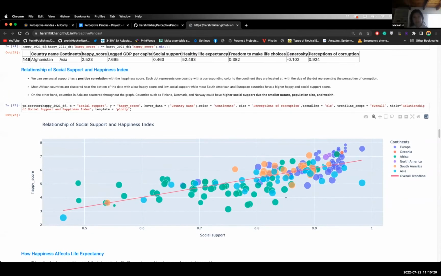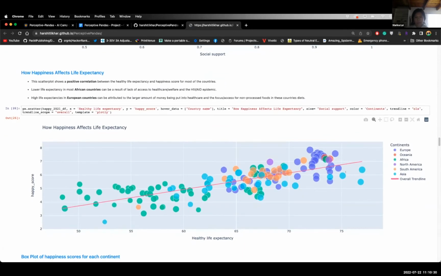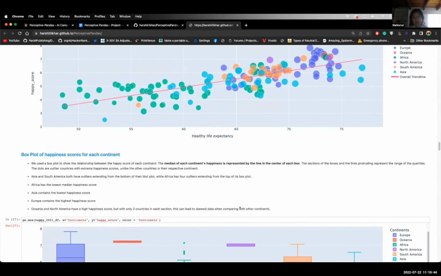This is a graph between social support and happiness, and we can see there's a positive correlation along with how the different continents are grouped. Next, this graph shows the effects of life expectancy and happiness. And we can see how different continents are also grouped with a positive correlation. This can be due to healthcare and other factors.